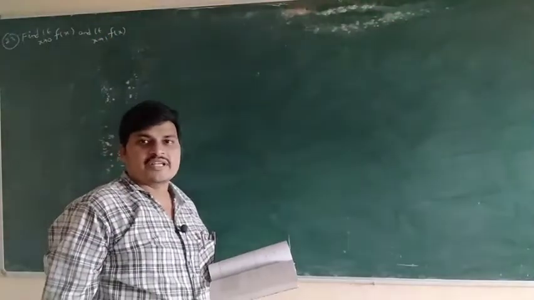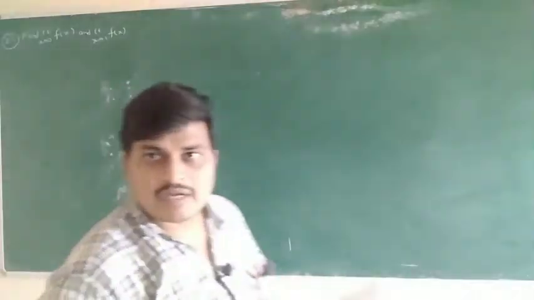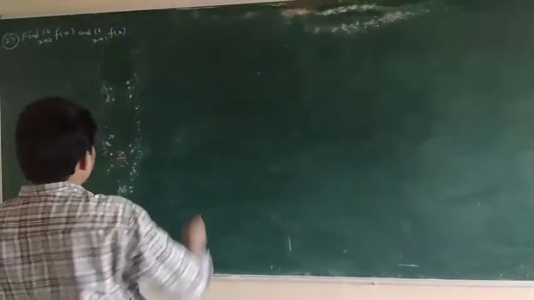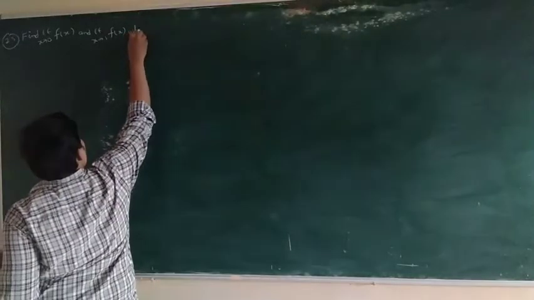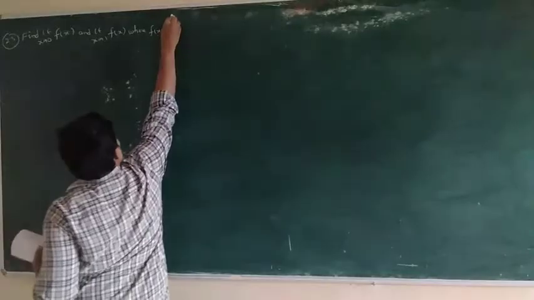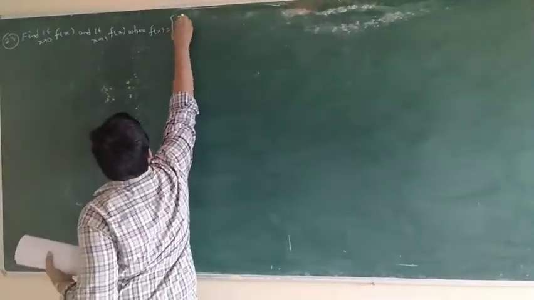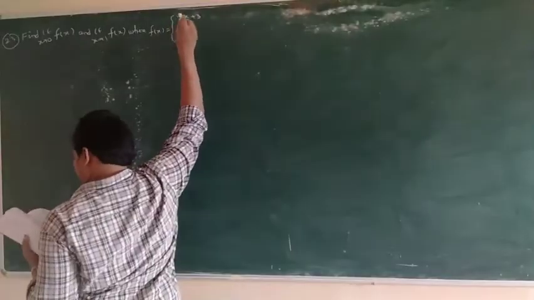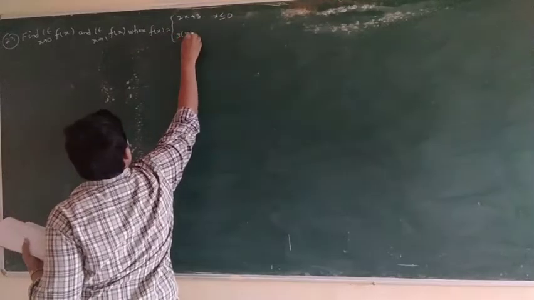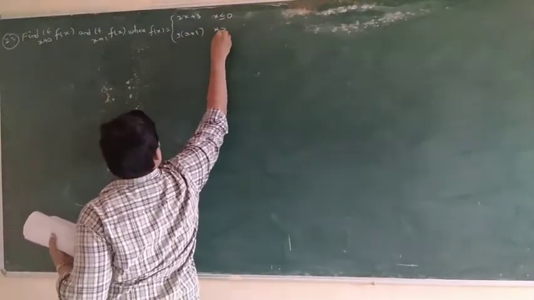Find the limit x tends to 0 f of x and limit x tends to 1 f of x. Both we have to calculate. Where f of x is equal to 2x plus 3, x less than or equal to 0, and 3 into x plus 1, x greater than 0.